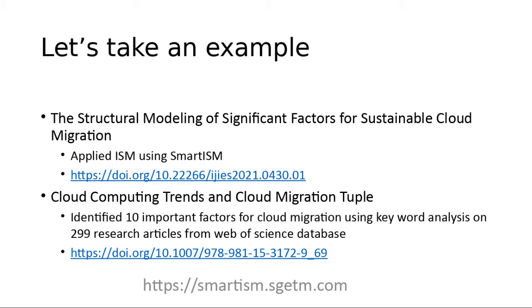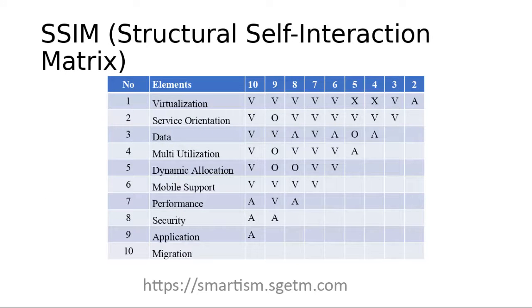And the factors to model we had derived through 299 research articles using keyword analysis, and we derived 10 factors. Those factors are listed here: virtualization, service orientation, data multi-utilization, dynamic allocation, mobile support, performance, security, application, and migration. These factors happen to be the most frequent factors, with some analysis we did.